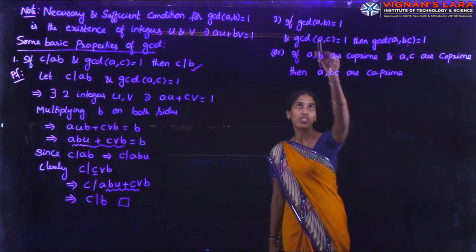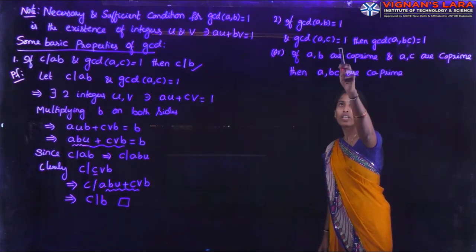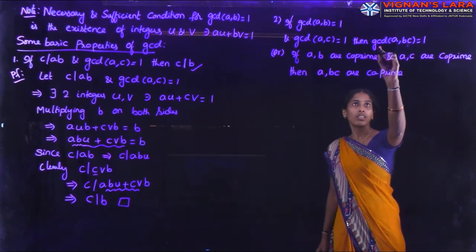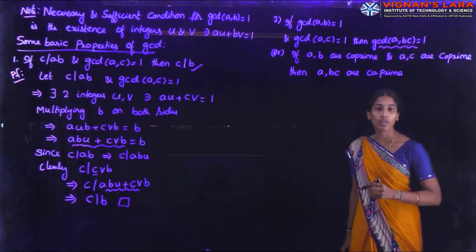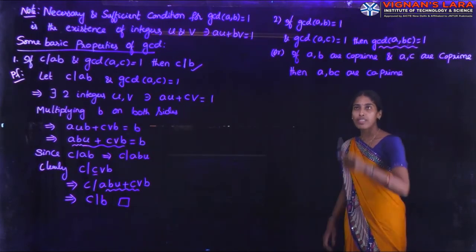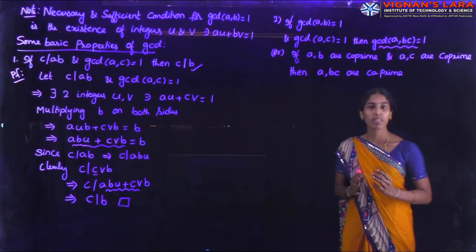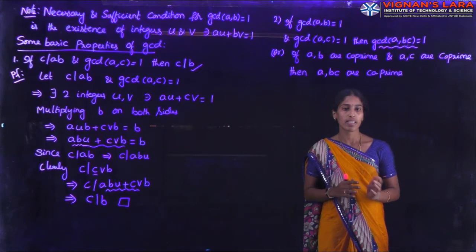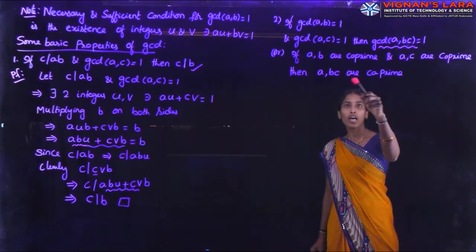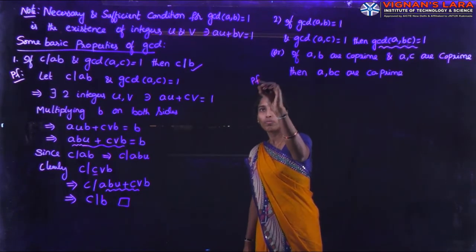Now see, if GCD of A comma B is equal to 1 and GCD of A comma C equal to 1, our intention is to prove that GCD of A comma BC equal to 1. In other words, if A comma B are co-prime numbers, and when do we say two numbers are co-prime? When their GCD is equal to 1. And A comma C are co-prime, then A comma BC are co-prime. Now we see the proof.